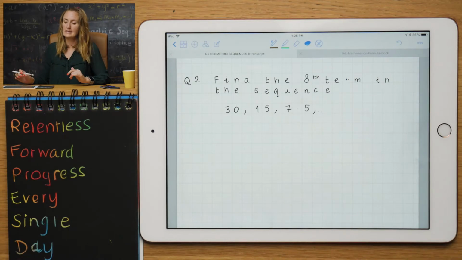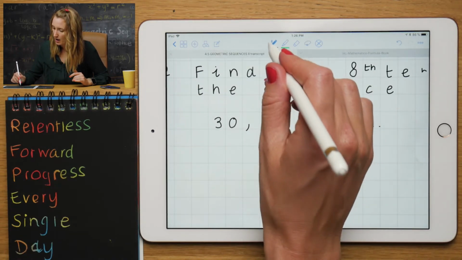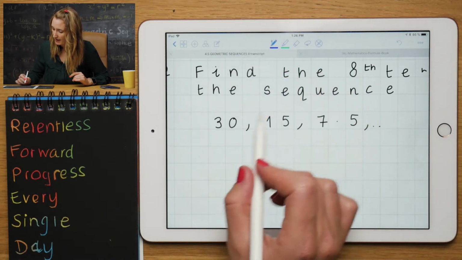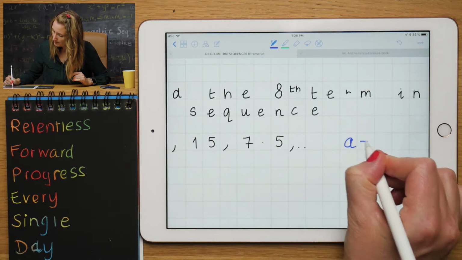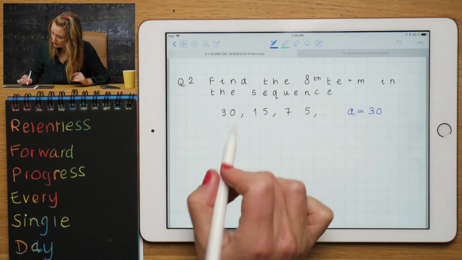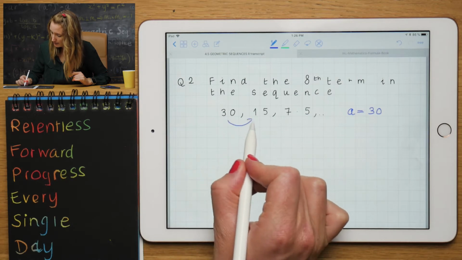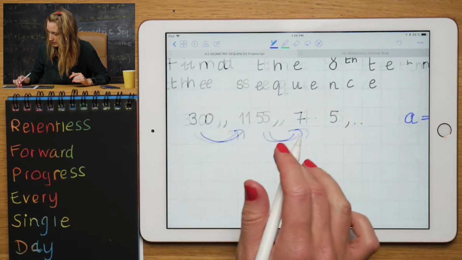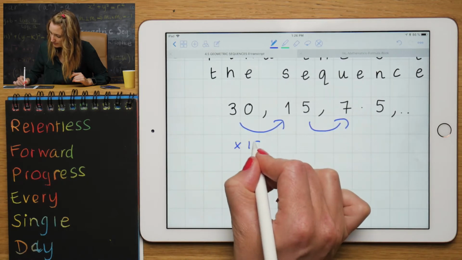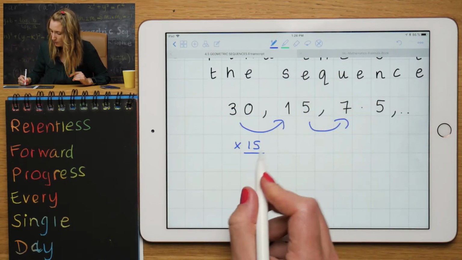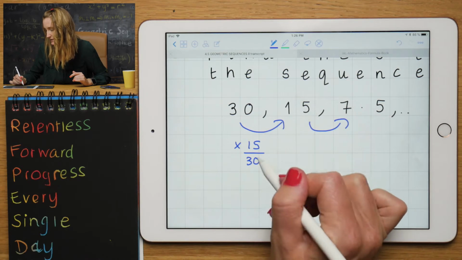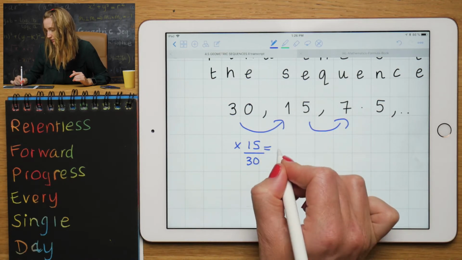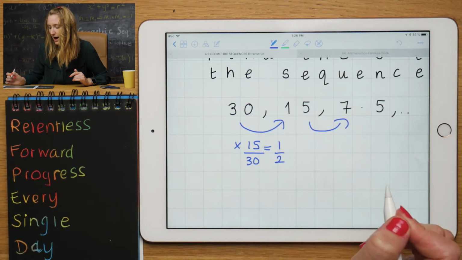So now we've got a decreasing sequence, so we know that r must be a fraction. So a will be 30. That's the first one here. And r is going to be, well, what would 15 divided by 30 be? The 1 in front divided by the 1 behind. Well, I can cancel that down by dividing both of them by 15, and that's going to be a half.